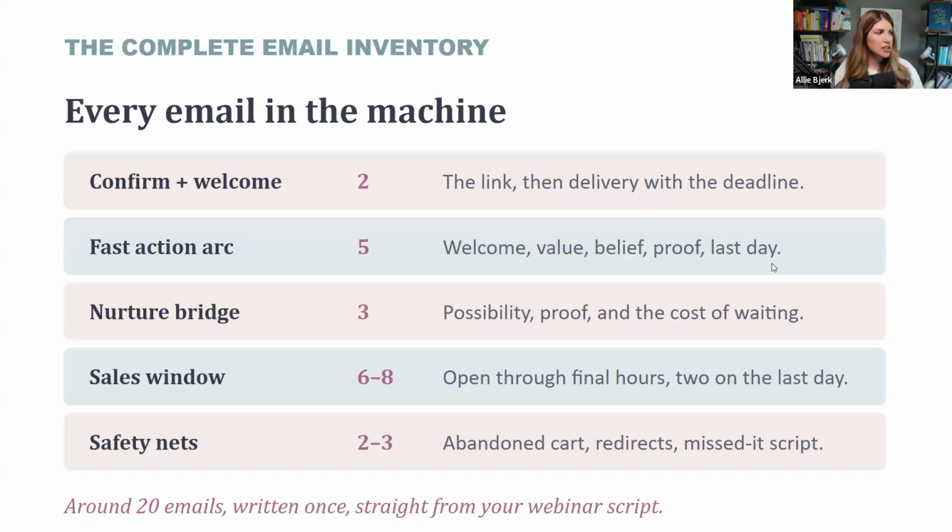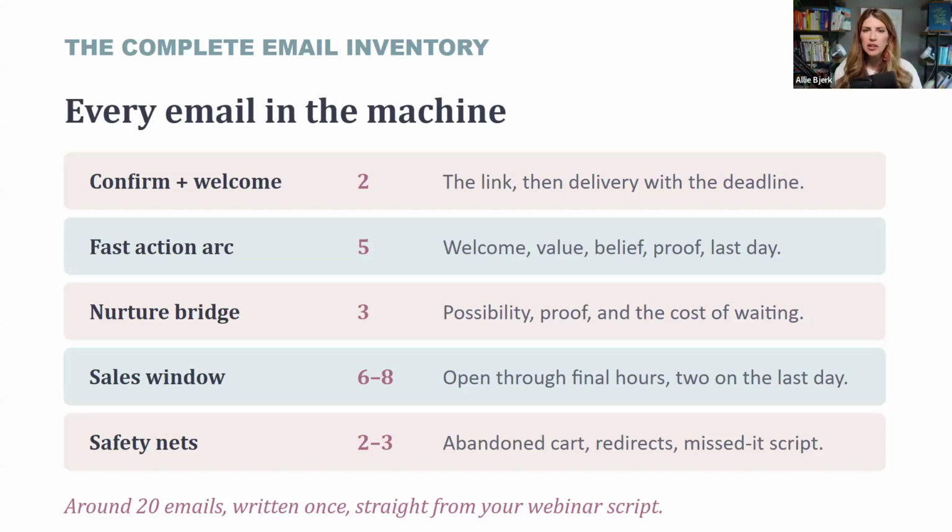Every email in the machine, if you think about the emails that you're going to be writing, you want to have the link delivery with the deadline in the first sequence. Then you want to have the fast action sequence that has 5 different emails in it. Nurturing bridge, you can have 3 different emails that are possibility proof and the cost of waiting. The sales window, if you're opening at the sign up time, 6 to 8 different emails in that after the Evergreen webinar and the fast action price. And then the safety nets are usually different abandoned cart emails.